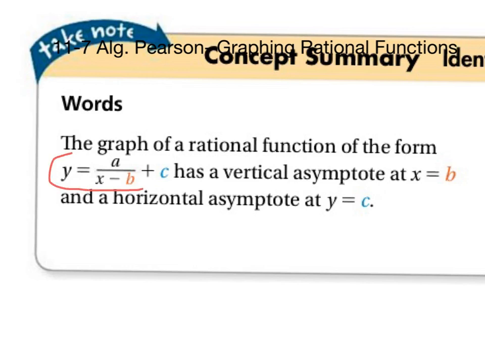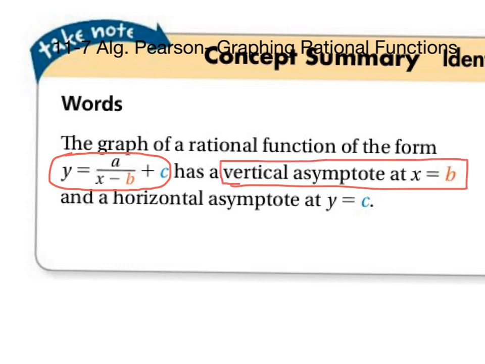And for this formula, there's two things we can get out of this. One is that we have a vertical asymptote at x equals b. So if it's x minus something, whatever the something they're subtracting is, we have a vertical asymptote there. And then we have a horizontal asymptote at y equals c.